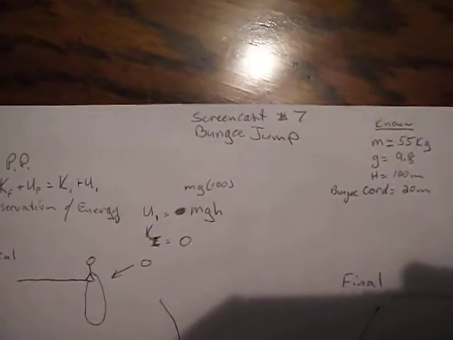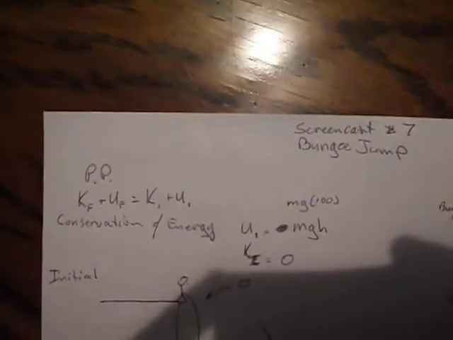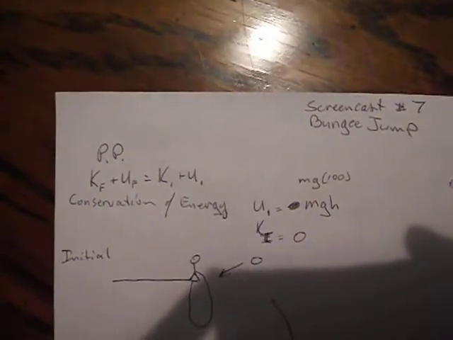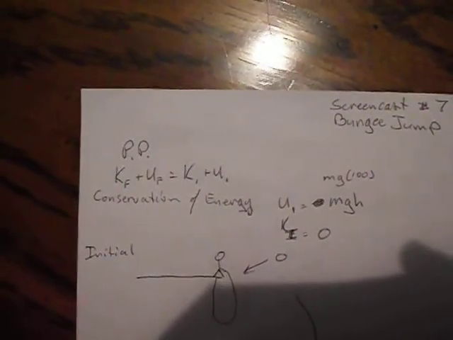Alright, this is screencast 7, bungee jump. The physical principle used is the conservation of energy, and there is the formula, or the equation, for it.